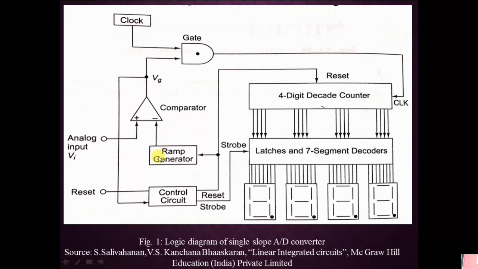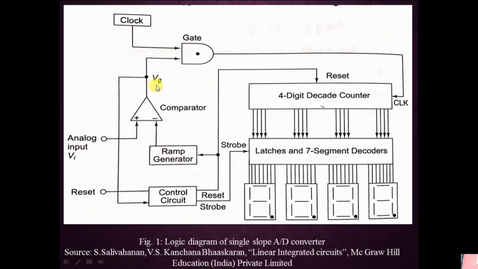Initially, when a reset signal is applied to the control circuit, the counter is reset to 0. The integrator then integrates in the positive direction. Hence, the ramp voltage begins to increase from 0, and the output of the comparator, VG, will be high.